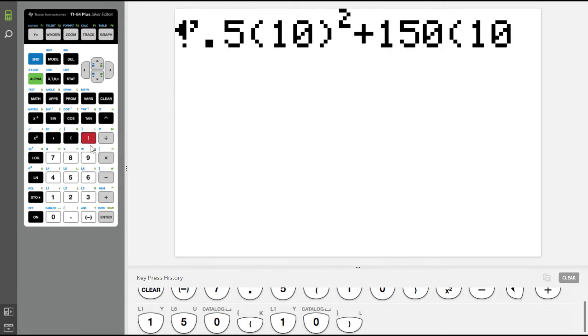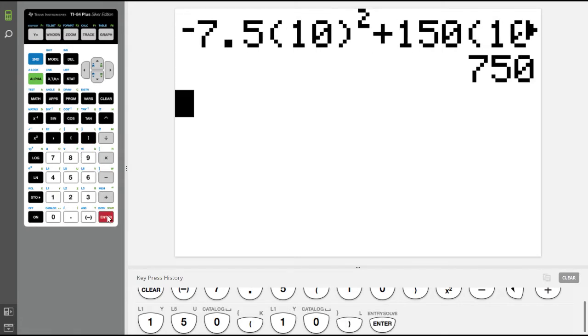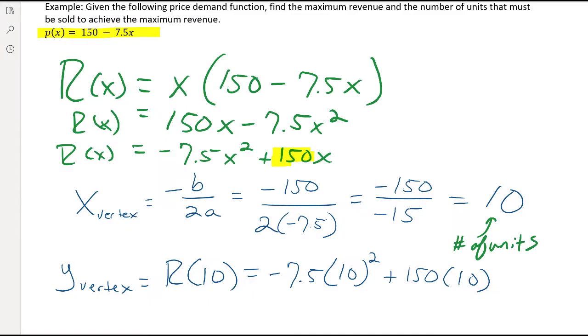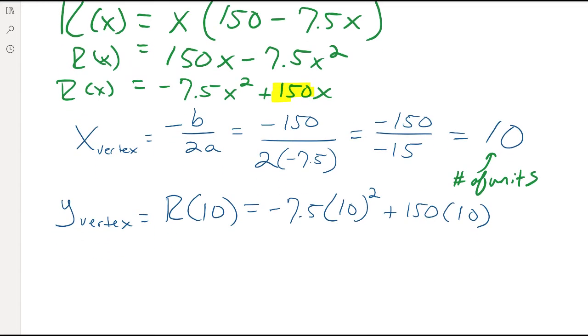All right, close that up. We hit enter and we get 750. Okay, so the y-coordinate of the vertex, or r of 10, we got 750. So what does that mean? That means that the maximum revenue that we're going to generate from this product is $750.